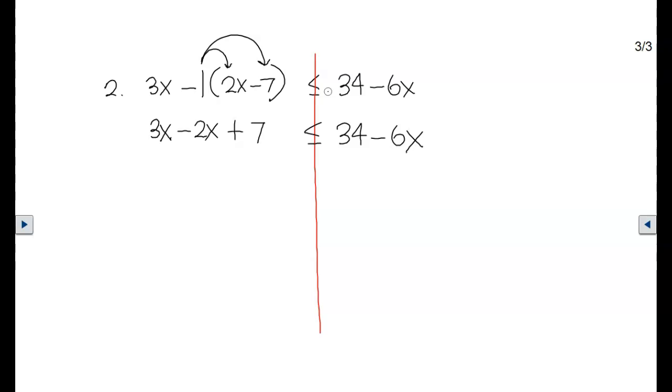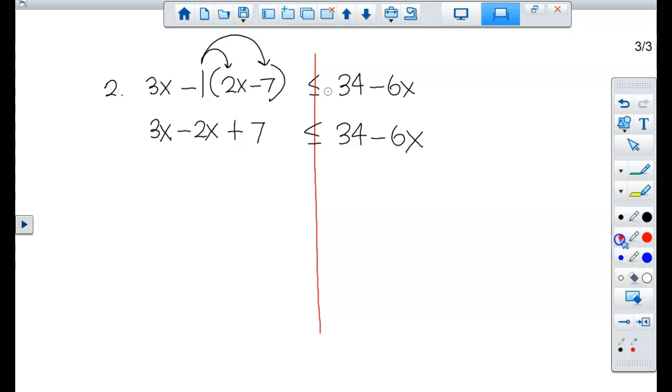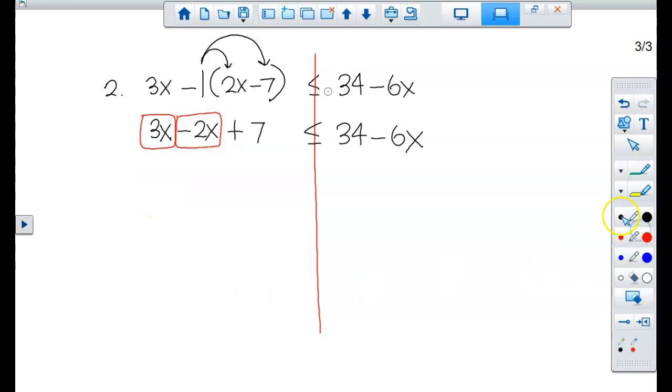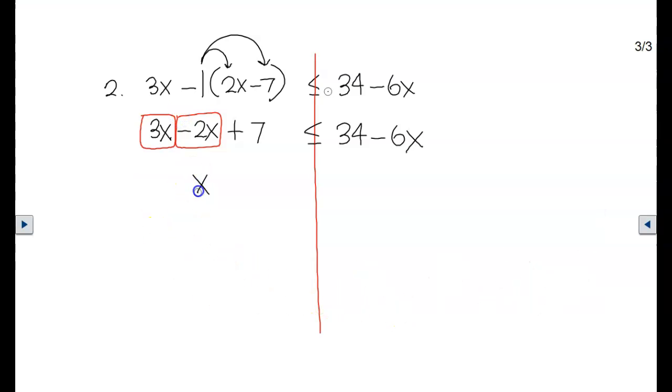All right, step 2 is to combine like terms on the same side. On this first side, I do see like terms, 3x and negative 2x. So if I combine those, 3x minus 2x is 1x plus 7 is less than or equal to 34 minus 6x. There is a 1 there. All right, step 3 is to cancel the smallest variable. I have 1x and I have negative 6x. Negative 6 is the smaller, so I would add 6x to cancel that out.